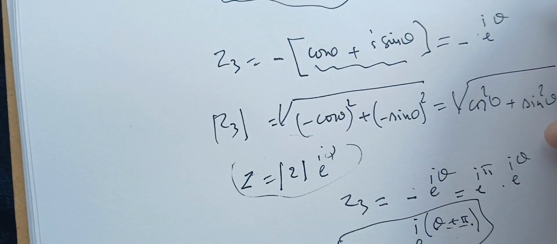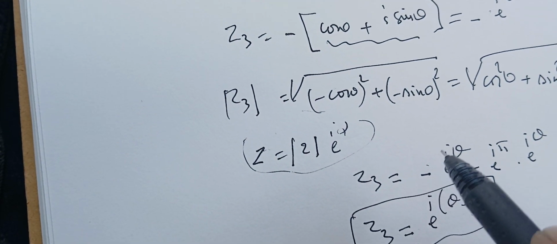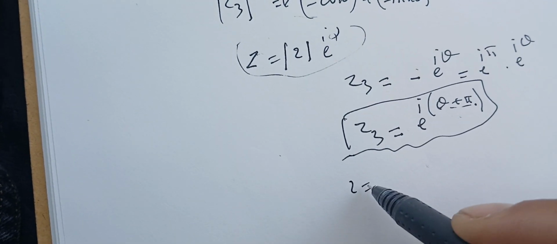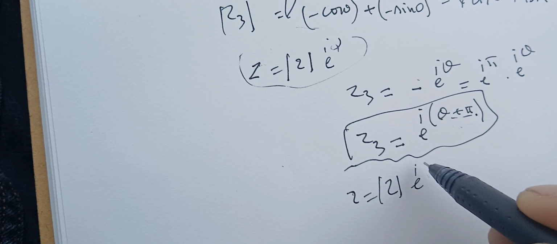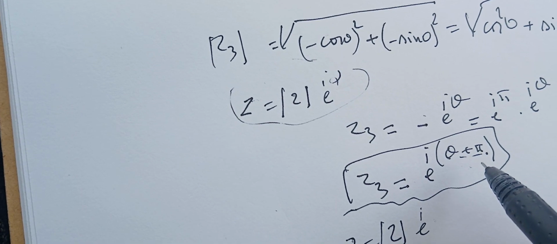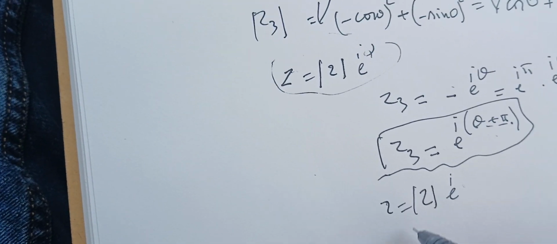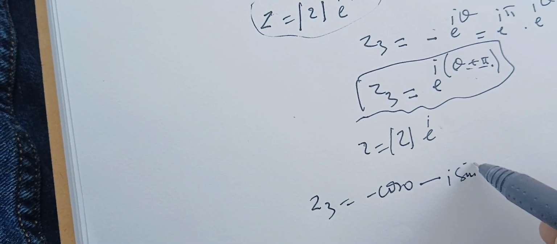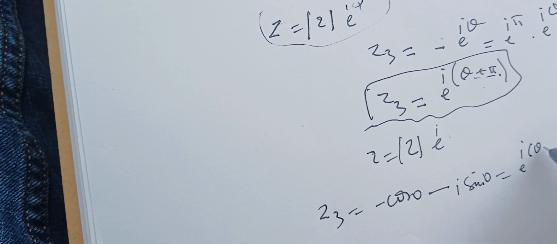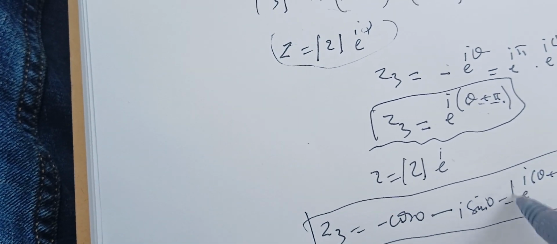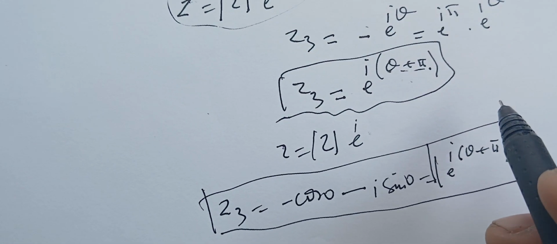For now, one needs to remember these formulas here, and remember that the exponential form of z can be written as the norm of z times e to i alpha, some angle. That angle is the argument of the complex number. Okay, so we found that z3, which is minus cosine theta minus i sine theta, is e to i theta plus pi. Okay, so this is the exponential form of our number in this case.